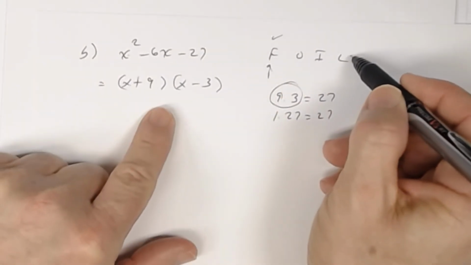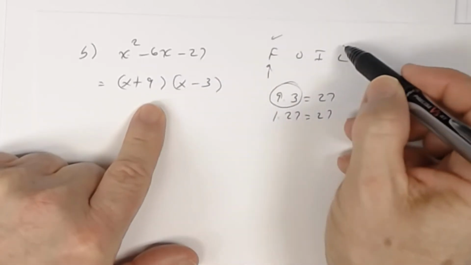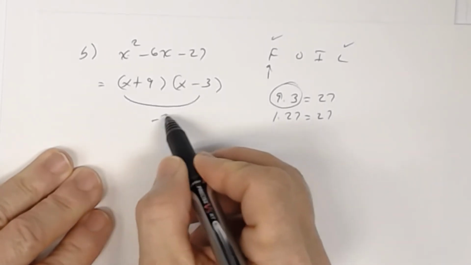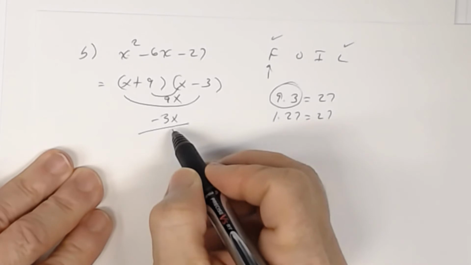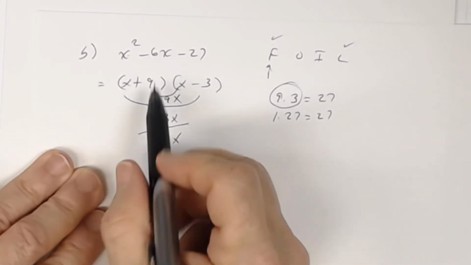The last, always go to the last next. A positive 9 times a negative 3 is a negative 27, so I'm good there. Now let's check the outer and the inner. The outer is a negative 3x, the inner is a positive 9x, and when I add them up, I get 6x. But that's not what I wanted. I wanted a negative 6x.